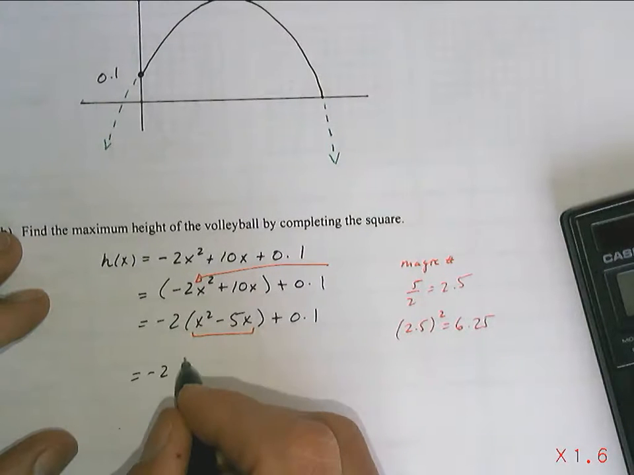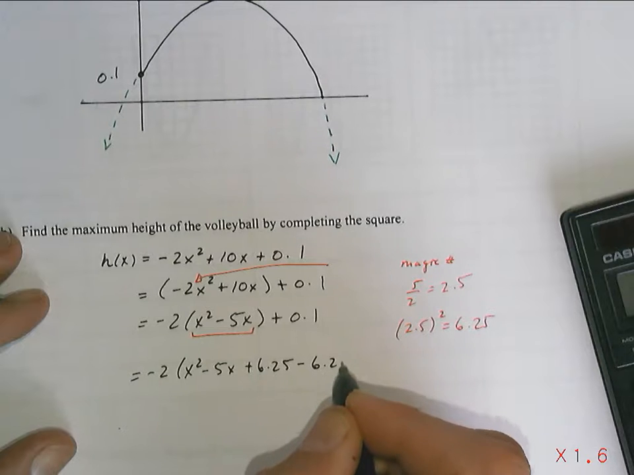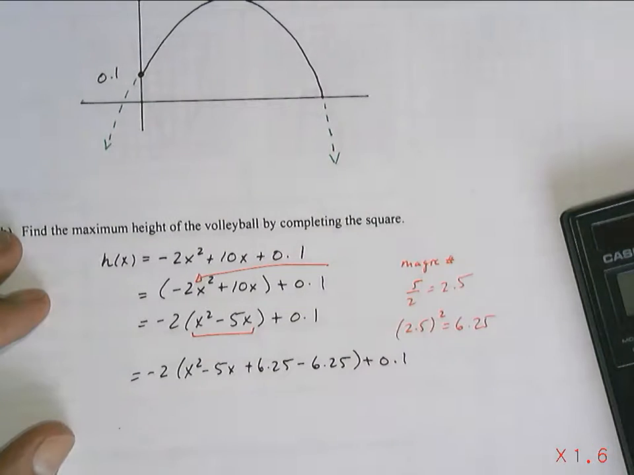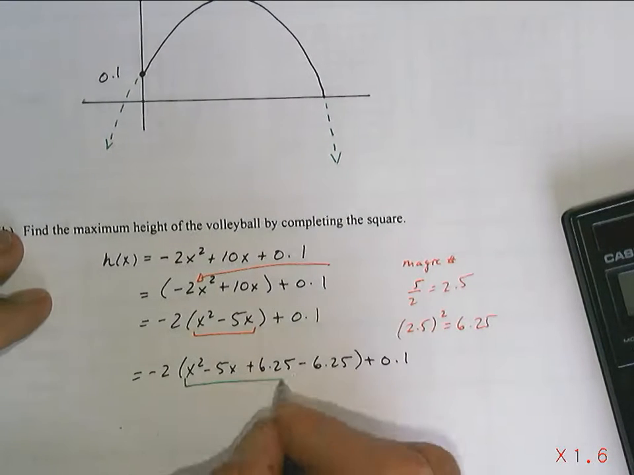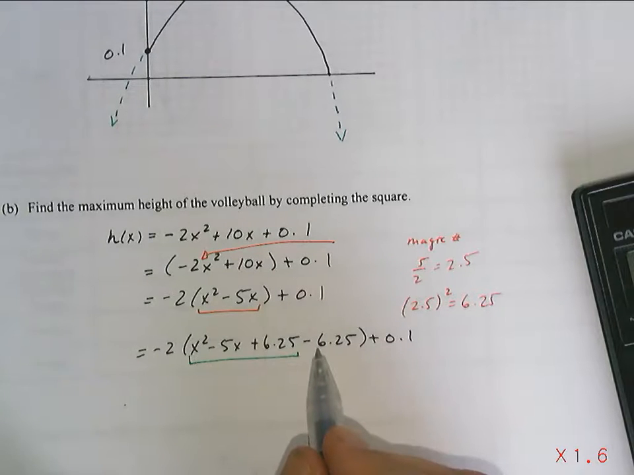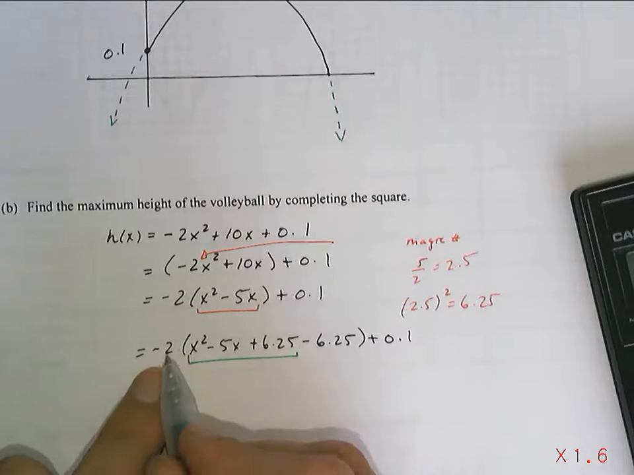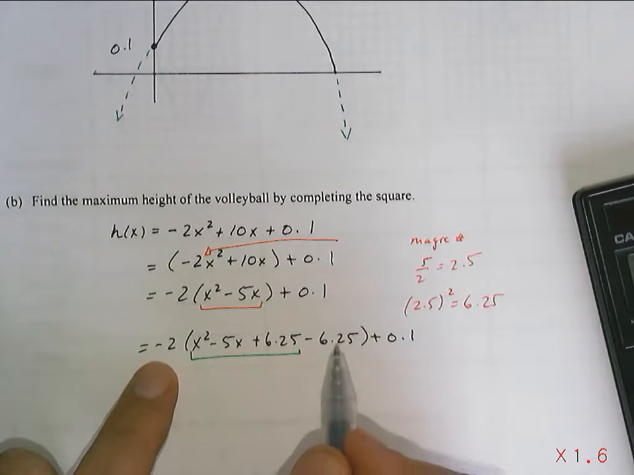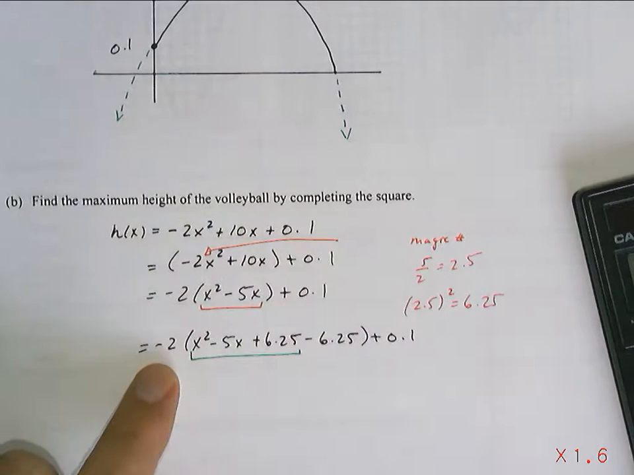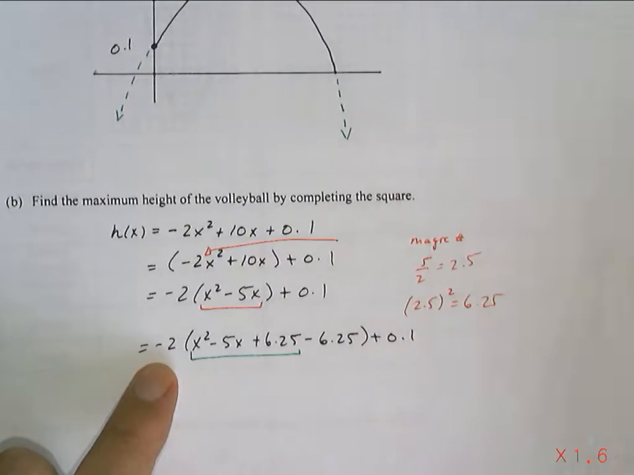So negative 2, x squared minus 5x, plus 6.25, minus 6.25, plus 0.1. Now, this is the good part. This is the awesome part. That is the part that makes a perfect square. I know it's a perfect square because we added and subtracted the magic number. It has to be a perfect square. This is the annoying part that I want out of there. So I'm going to take it out. But remember, it's inside the brackets. This negative 2 is waiting outside to jump on it and multiply it. So when the negative 6.25 comes out and gets multiplied by negative 2, I'm going to get a positive 12.5.